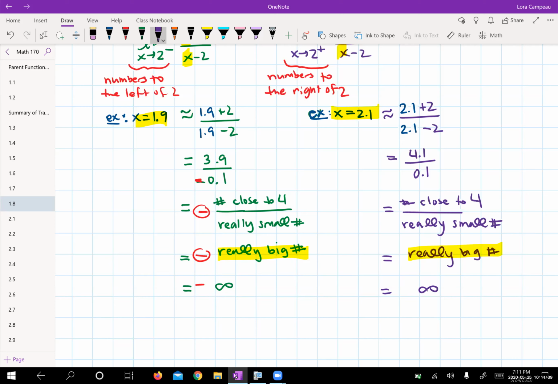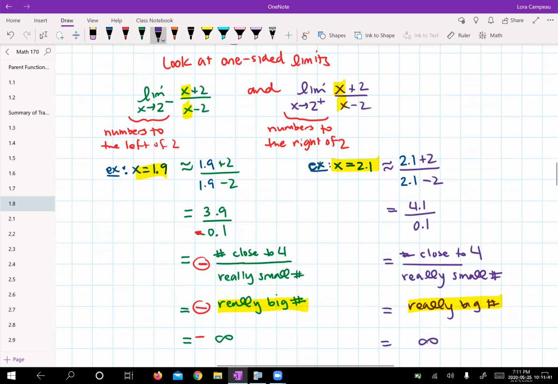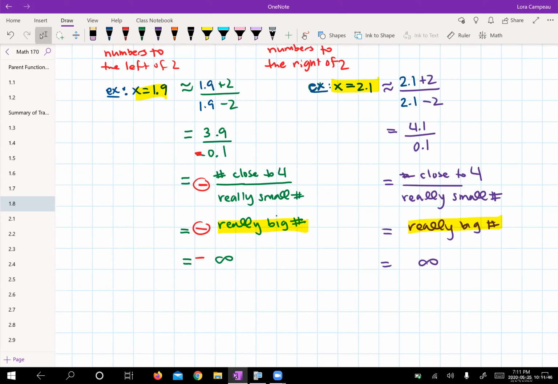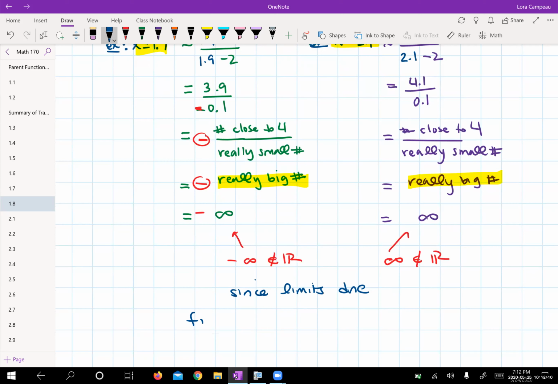So if we look at what's happening on the left side of the 2, what's happening on the right side of the 2, in order for the limits to exist, they have to be equal. And the fact that you have infinities, remember, they're not real numbers. Negative infinity is not a real number, neither is positive infinity. Since the limits do not exist, we're going to look at ourselves having an infinite discontinuity.